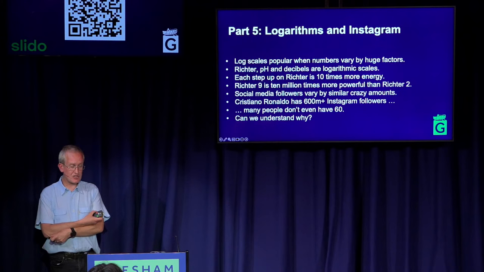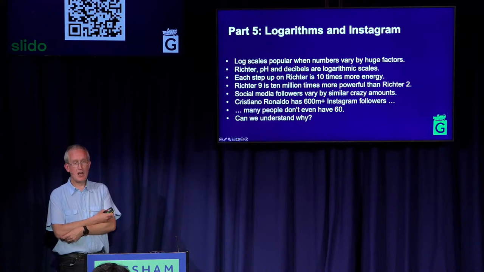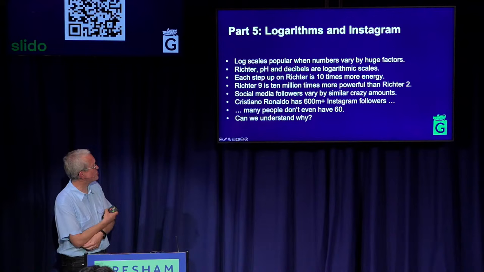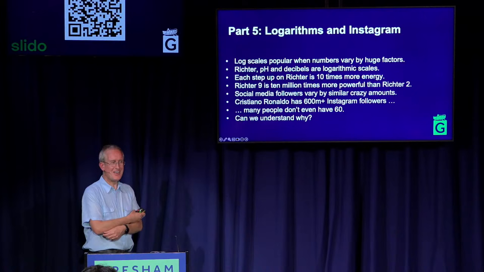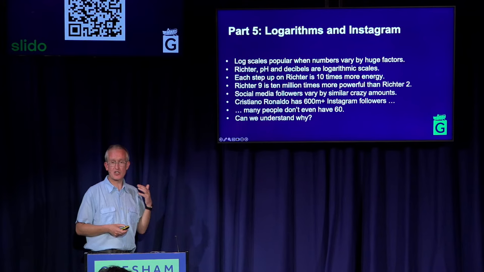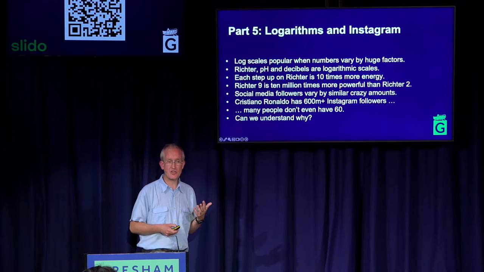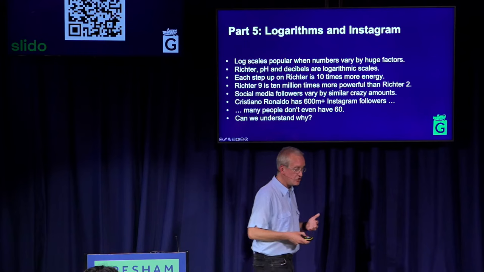Now, the obvious question is social media followers. Cristiano Ronaldo has 600 million people follow him. I wrote this talk a little while ago, but he's probably got more now. He's got 600 million people following him on Instagram. A lot of people don't have 60 Instagram followers. So, again, there's a factor of 10 million there. So why do these numbers vary on such a wide scale? Why is Cristiano Ronaldo 10 million times more popular than a lot of us on Instagram? Can we understand the way that social networks behave to understand how this happens?